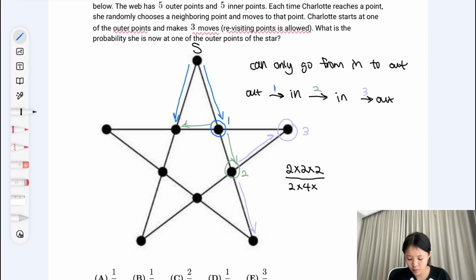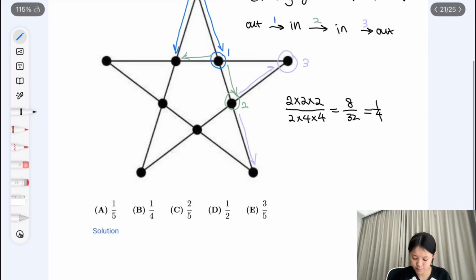She has 4 different places that she can go: 1, 2, 3, and 4. Notice here that revisiting points is allowed, which is why she could potentially go backwards like this. Okay, so then we have 8 at the top and 32 on the bottom. That easily comes down to 1/4 as our final probability.